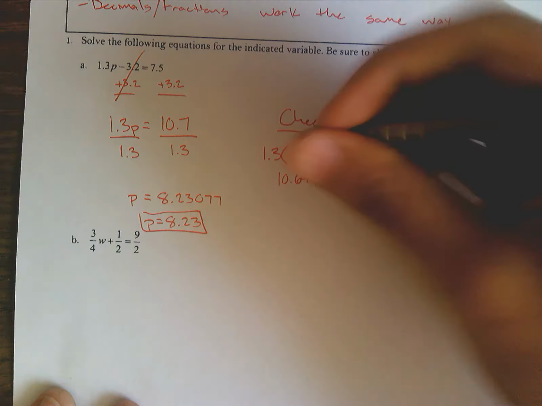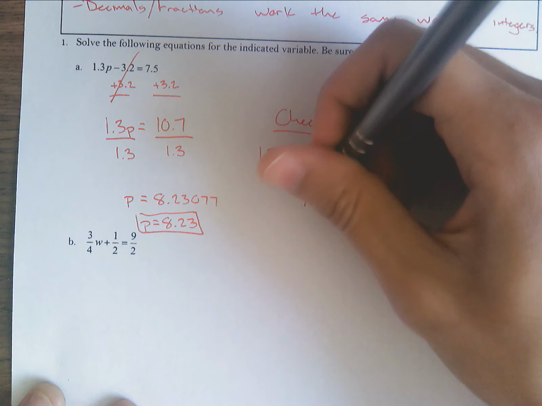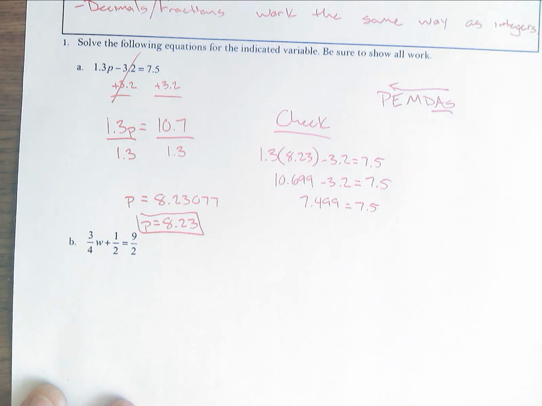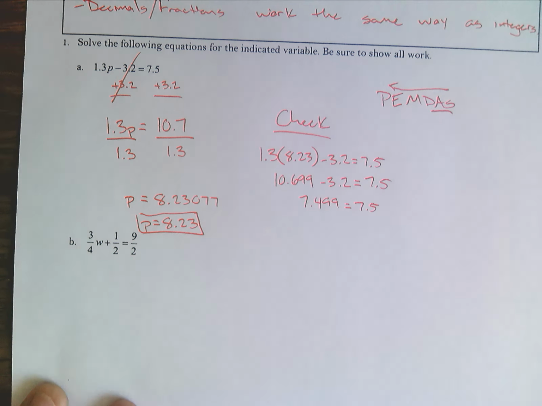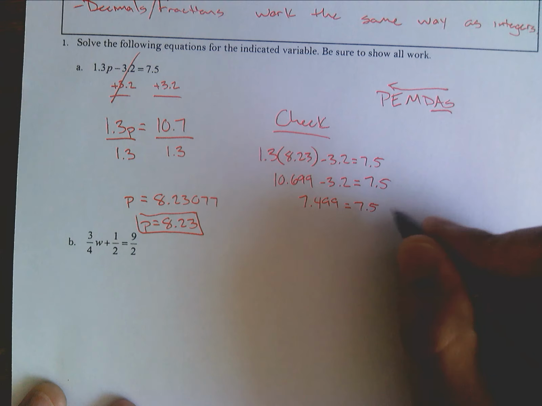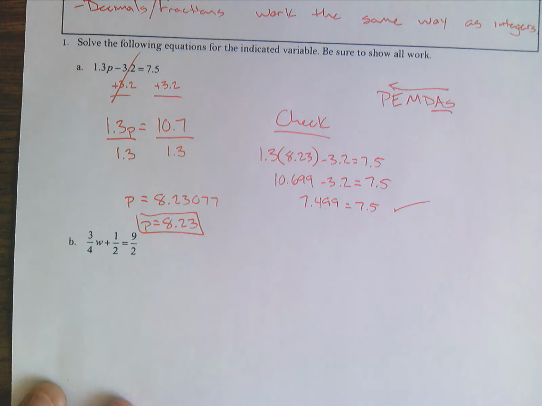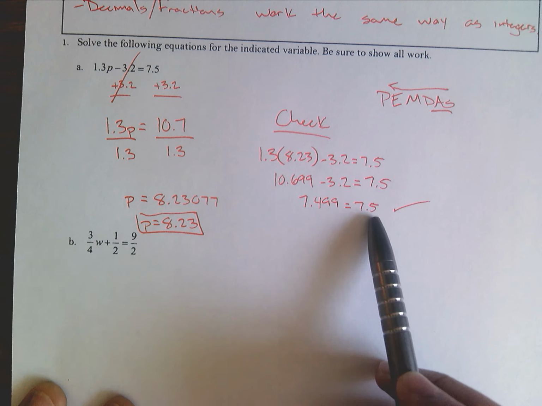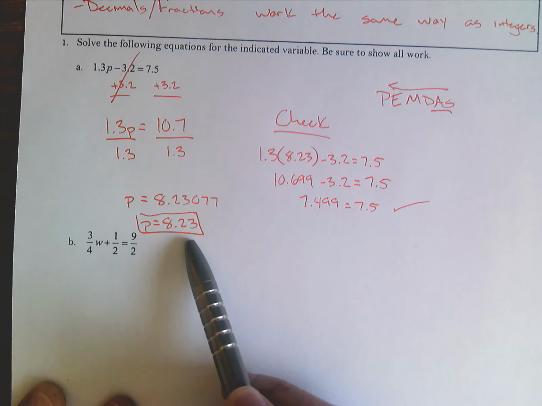So this left-hand side, we have 7.499 equals 7.5. Are these equal? Now, for the purposes of this, yes, we're going to say that they are equal. This checks out. We did it correctly. But the reason why this is not exactly 7.5 is because we used a rounded answer.